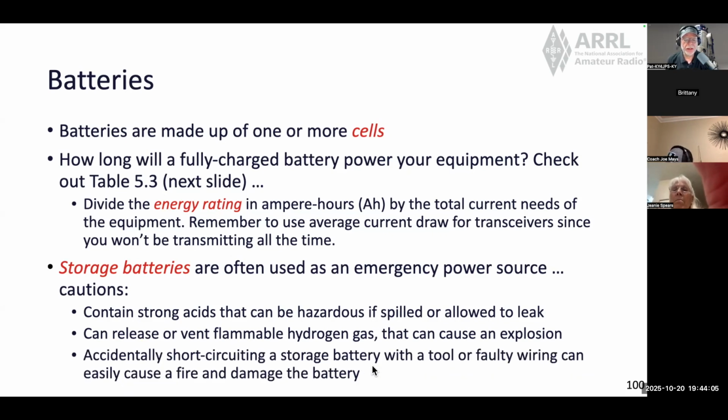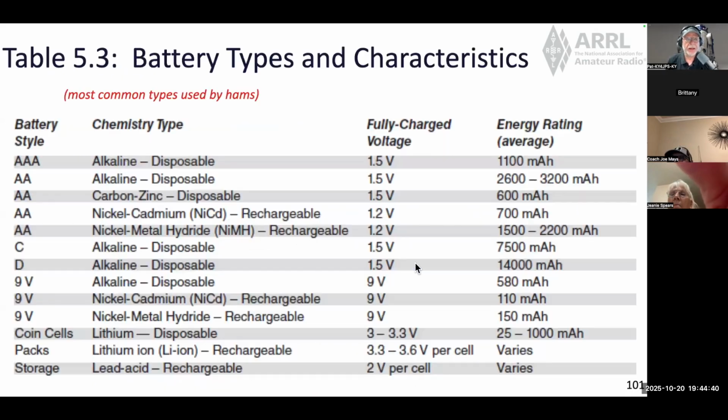Accidentally short circuiting a storage battery with a tool or faulty wiring can easily cause a fire or damage the battery. What I do with the battery that I use with my radio, I've actually got it in a battery box. They make battery boxes with different outlets that you can put your radio battery inside, and it's protected and keeps you from accidentally short circuiting it, and it's got connectors on it so you don't cause some kind of fire.